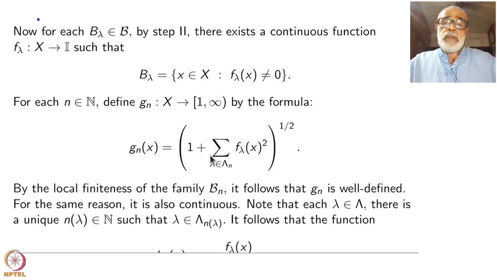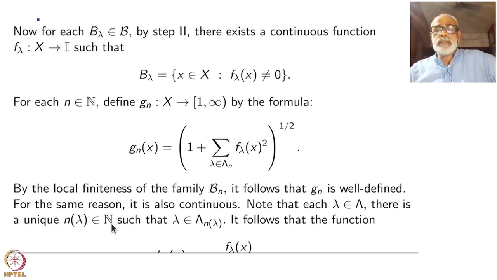So this is a countable family now, this is square summable. So this makes sense, 1 plus that makes sense, square root makes sense. So that is g_n of x. By the local finiteness of the family, the number of B_n's here is actually finite now, a finite sum, so it follows that g_n is well defined. For the same reason it is continuous also, because it is a finite sum; 1 plus that is continuous, and it is never 0, that is why I put 1 here or some epsilon here. I can take the square root. The square root is also continuous.